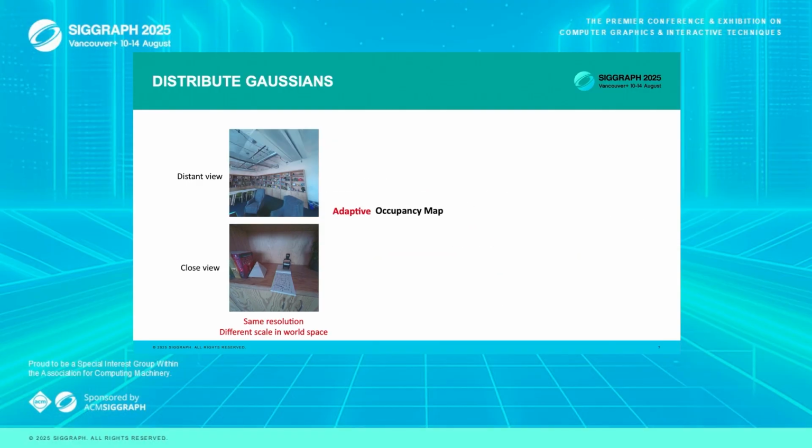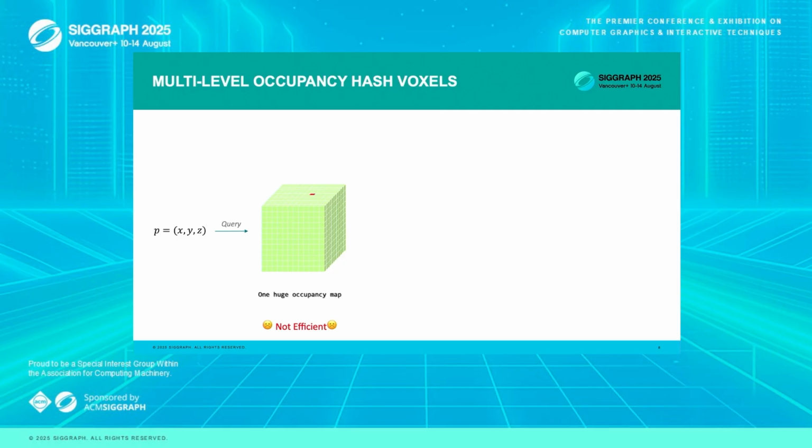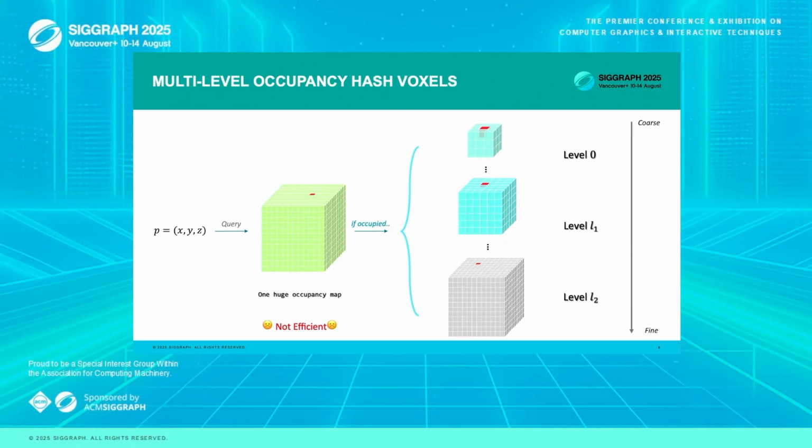To achieve this, we propose an adaptive occupancy map to handle both coarse and fine queries. The result is an adaptive, scale-aware insertion policy: dense where the camera is close and sparse where it is far away. Let me unpack the multi-level hashing strategy now. In the scene, for a given query position, a straightforward way is to query a large occupancy map, which is very inefficient, as is obvious. If we consider a position occupied, it should be marked in the occupancy maps at different resolutions or levels. However, for the finest level, it's still inefficient.